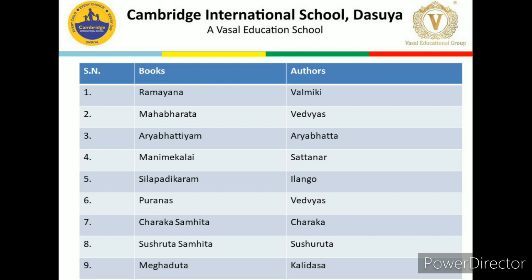Kalidasa we have discussed in the previous chapter also, and there was one play, Abhigyan Shakuntalam, that also we have discussed in that chapter. So Meghdhuta is a poem. Megh means cloud, Duta means messenger. So here in this poem, the cloud has been described as a messenger between two separated lovers. The cloud is carrying the message of these two lovers.